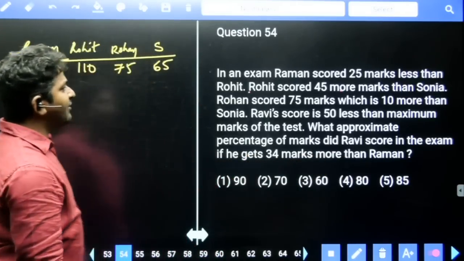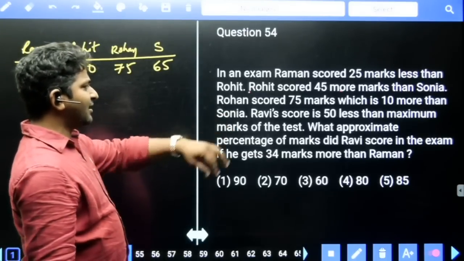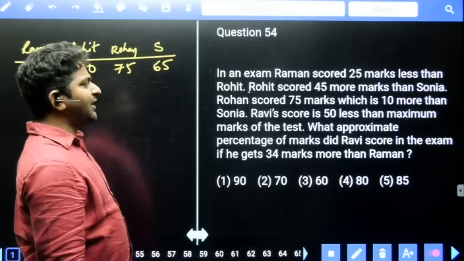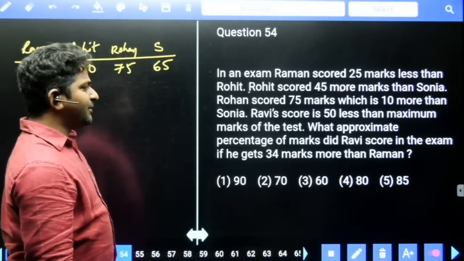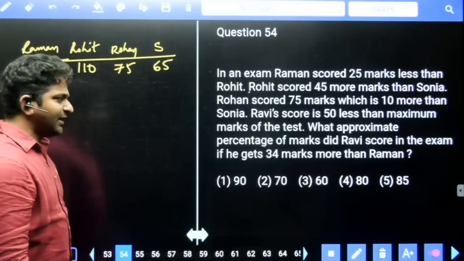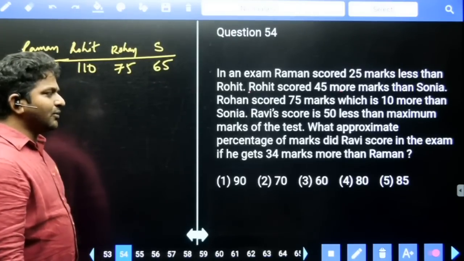Okay, do we have information about Ravi? We don't have information about Ravi. Ravi's score is 50 less than the maximum marks of the test. What approximate percentage of marks did Ravi score in the exam if he gets 34 marks more than Raman?